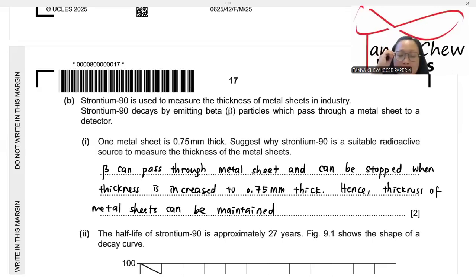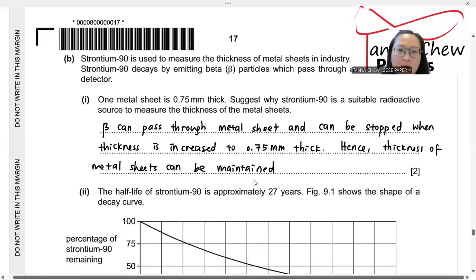So what would happen, right? If the thickness is different, the reading on the detector will be different. So it indicates that the thickness of this metal sheet has already been altered. So you need to make some adjustment to the thickness.